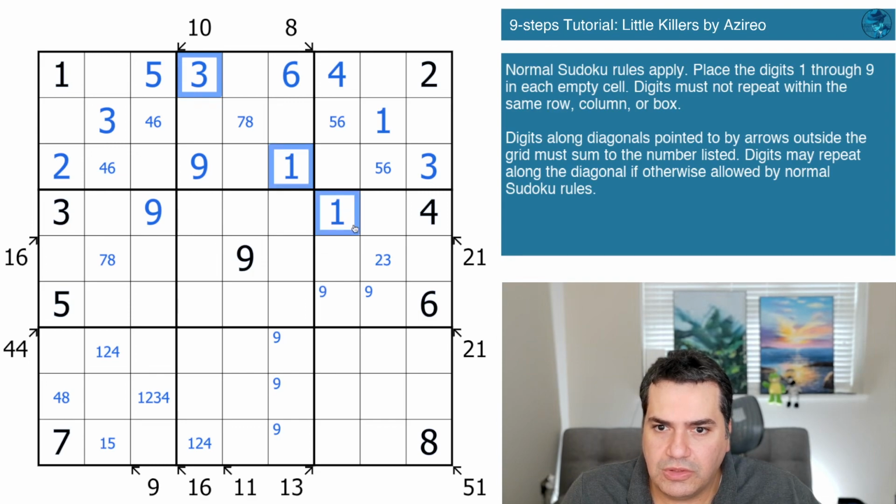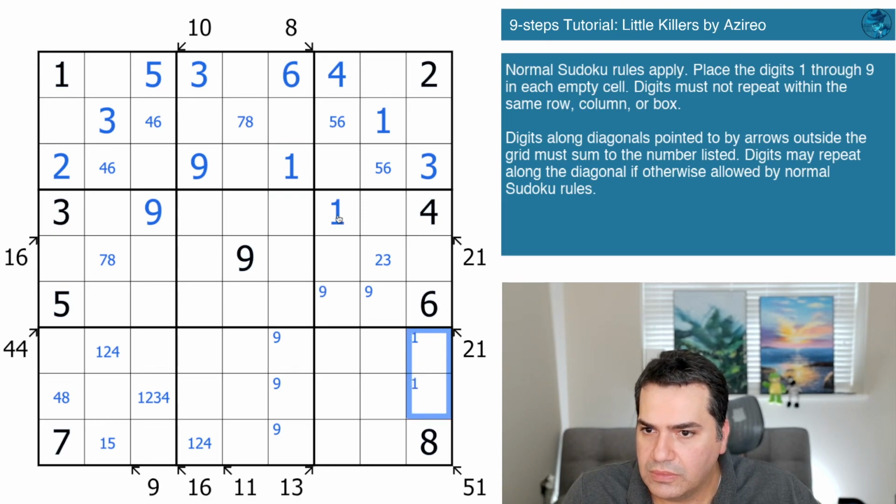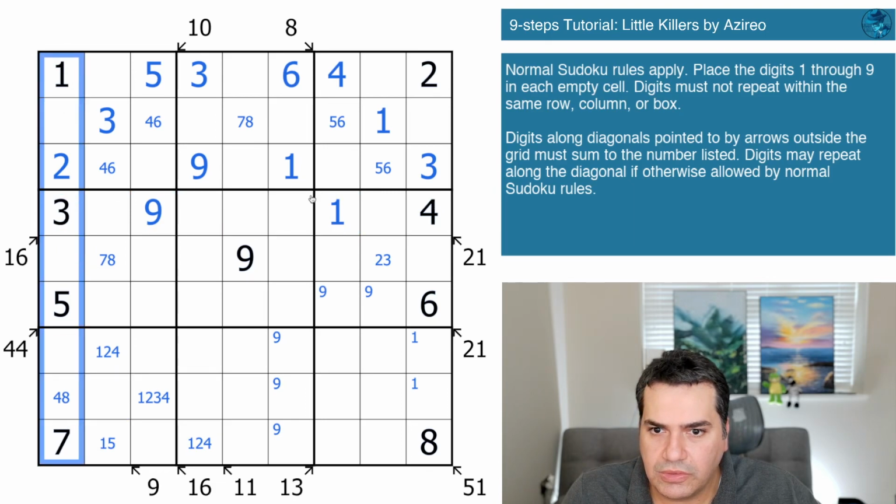Just going to quickly double check the maths. 5 and 6, 11. 11 and 7 is 18, which would make this a 3. 11 and 8 would be 19, which would make that a 2. So that's all correct. Now these ones means we've got a 1 in here. Nothing obvious about the other remaining ones, unfortunately.